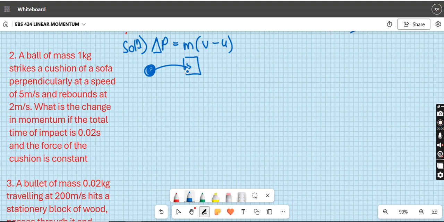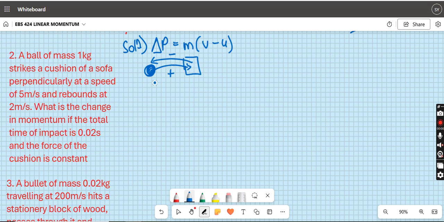So when it strikes the cushion, it rebounds. Rebounding means it is moving back, so it's bouncing back. It's striking the cushion and bouncing back. So now if striking the cushion is a positive direction, rebounding will be a negative direction.